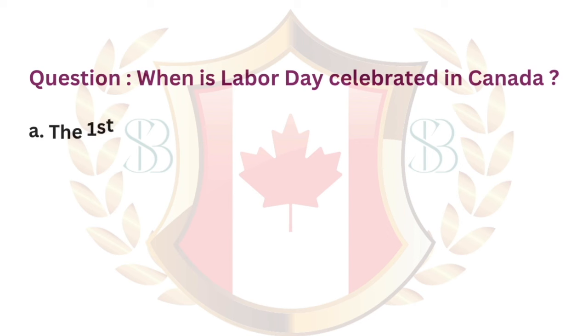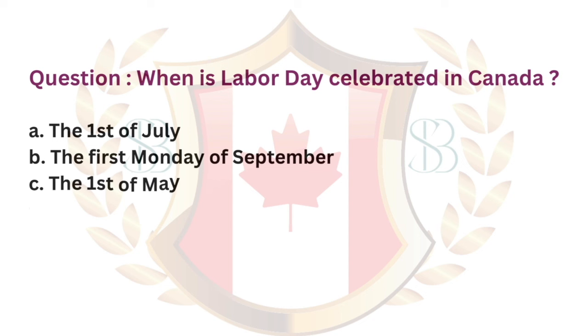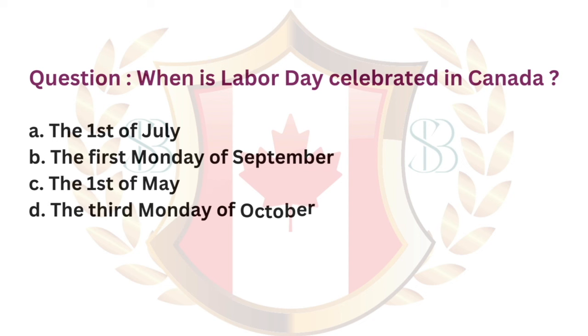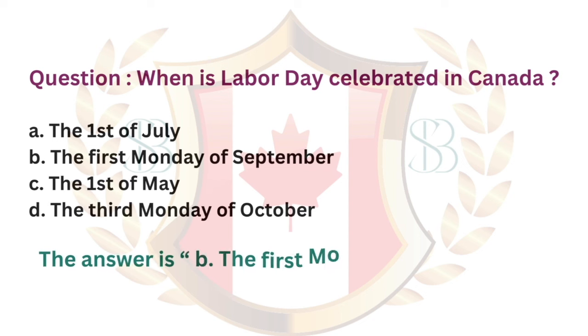Question. When is Labor Day celebrated in Canada? A. The 1st of July. B. The 1st Monday of September. C. The 1st of May. D. The 3rd Monday of October. The answer is B. The 1st Monday of September.